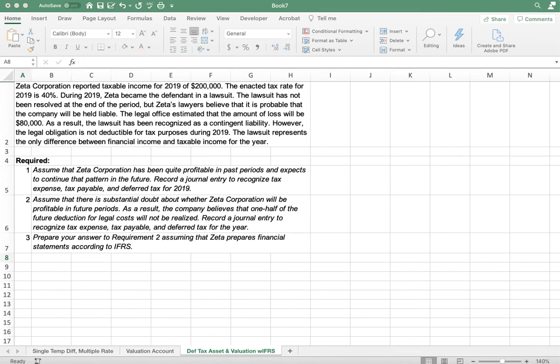Tax asset and different scenarios where valuation needs to occur and where it doesn't. And then we also look at how to handle it under IFRS. So it has a deferred tax asset with a couple different scenarios.